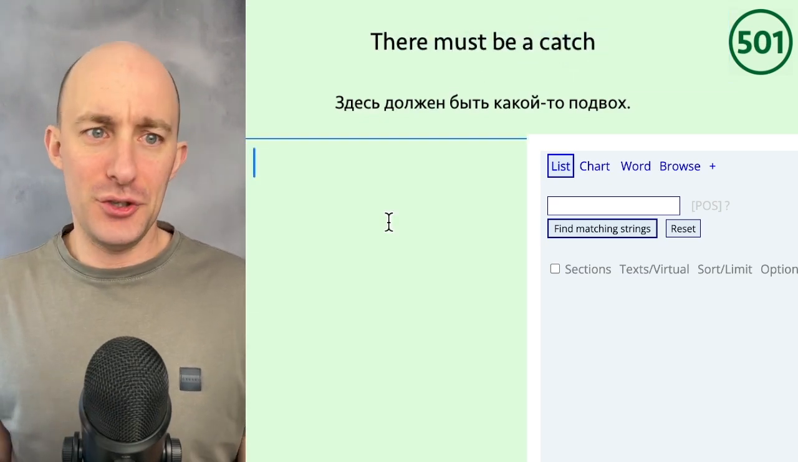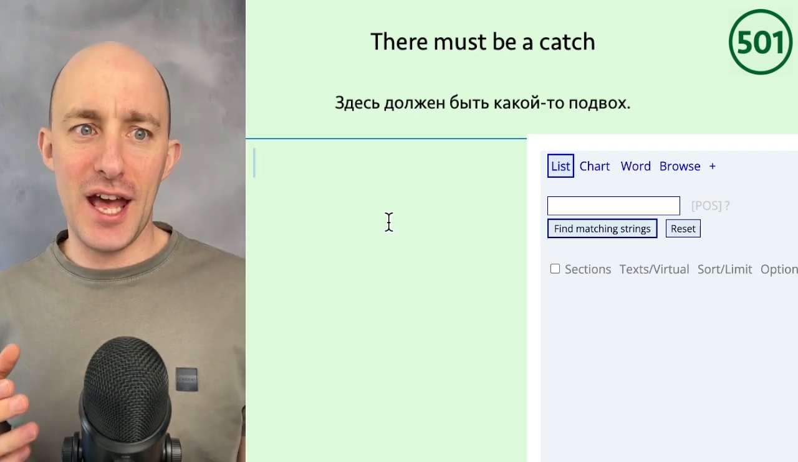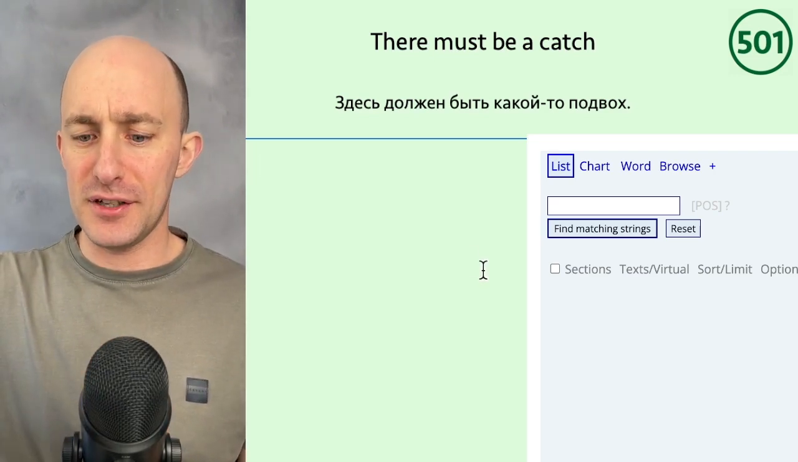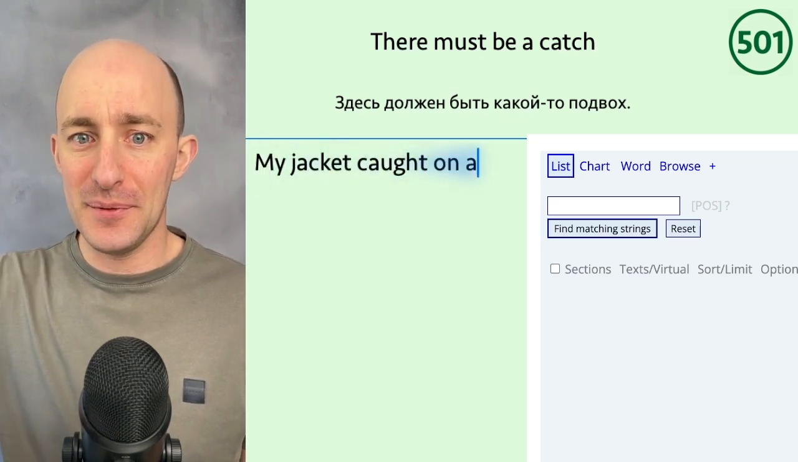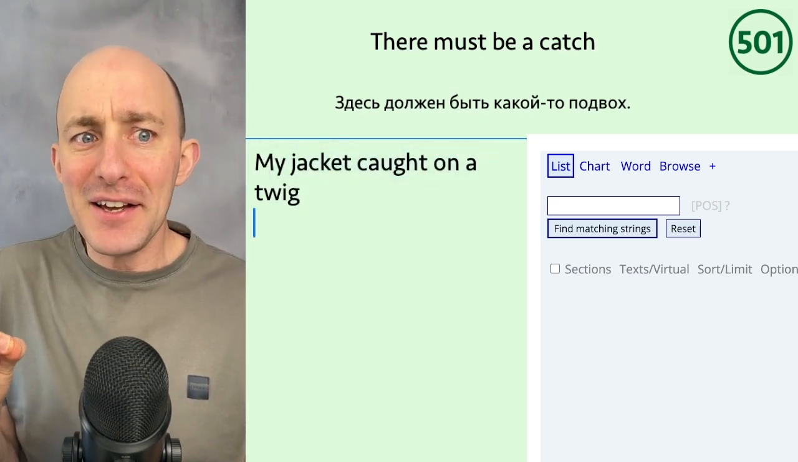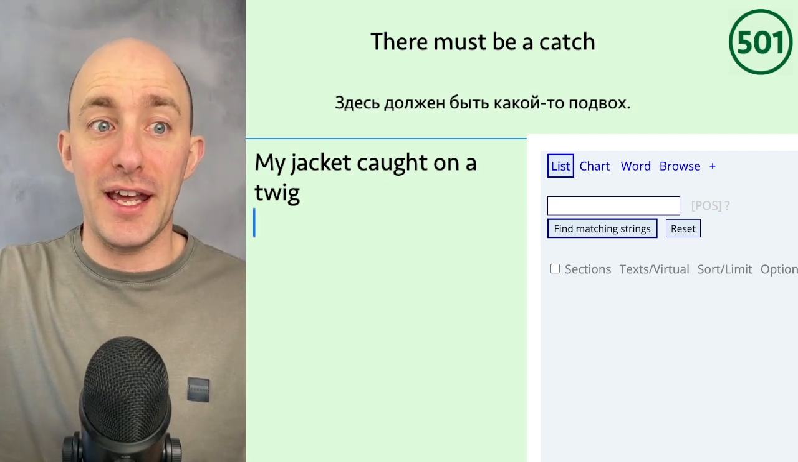So, I'm sure you know the verb to catch, but we also use catch like "get snagged." For example, my jacket caught on a twig. A twig is a small branch. It got caught on a twig. It caught on a twig.